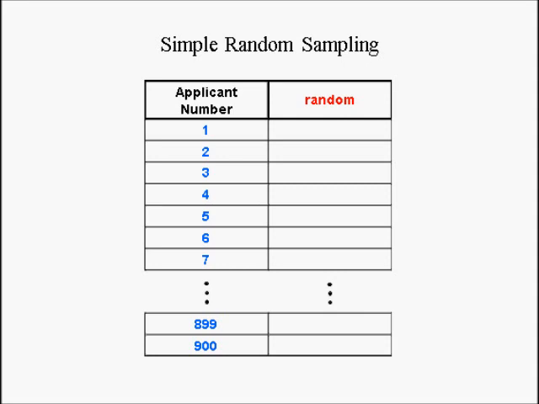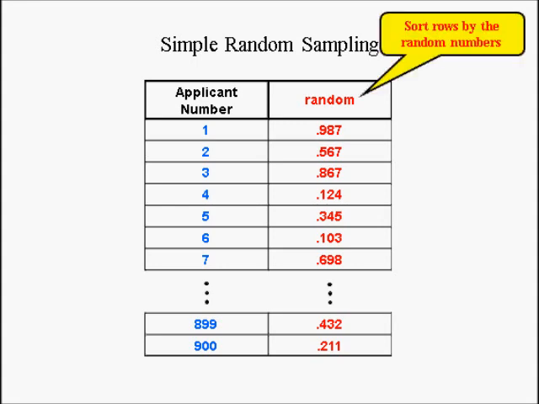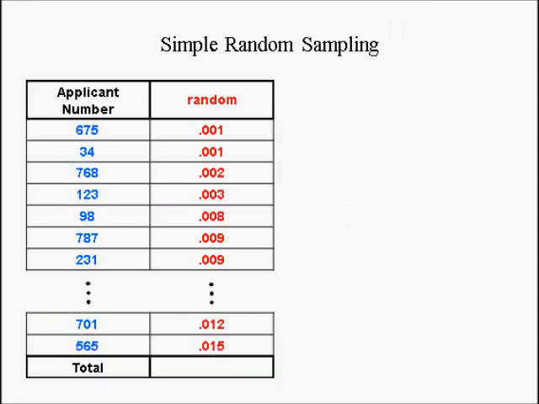In cell B1, we have typed random. Below this, in cells B2 to B901, we have typed equals RAND open parenthesis close parenthesis, and then hit enter, which generates 900 random numbers between 0 and 1. The rows are sorted by first highlighting applicant numbers 1 to 900 in column A and the random numbers that were generated in column B, and then sorting on column B in ascending order. The result of the sorting is shown in this table.